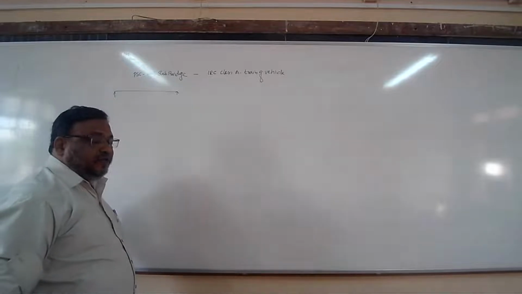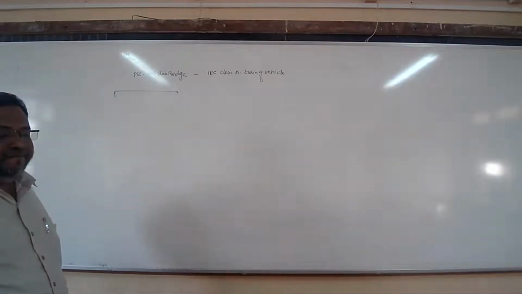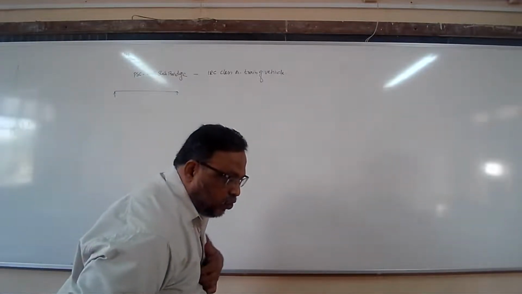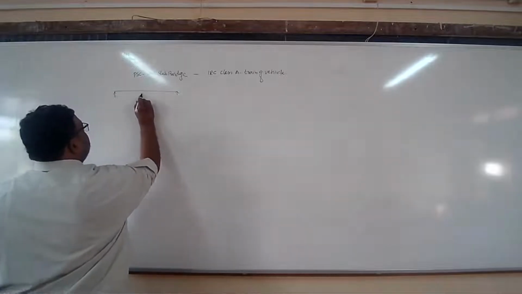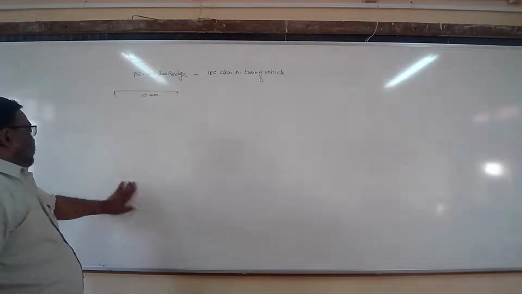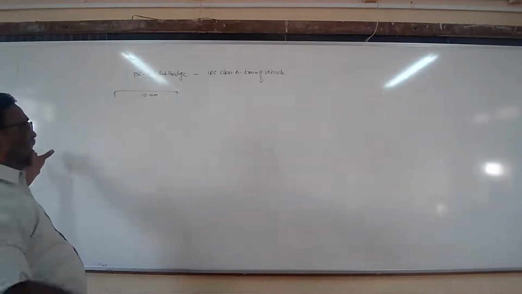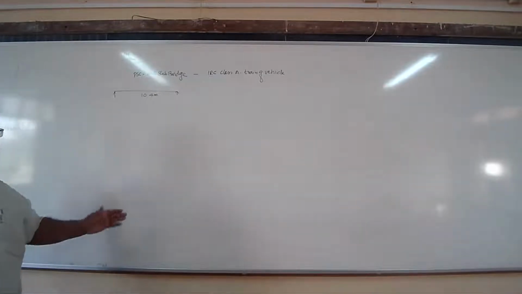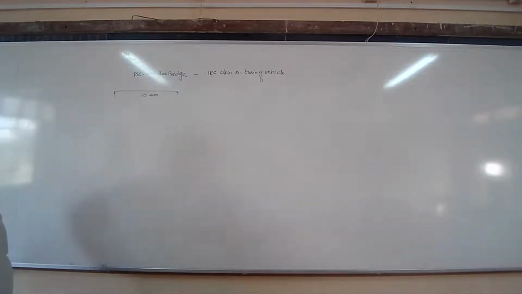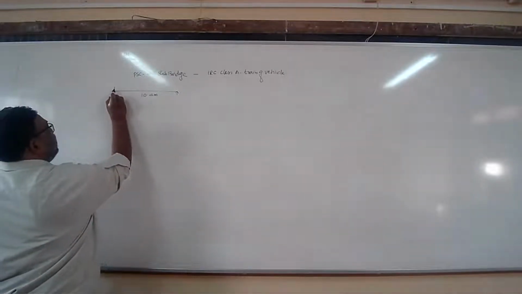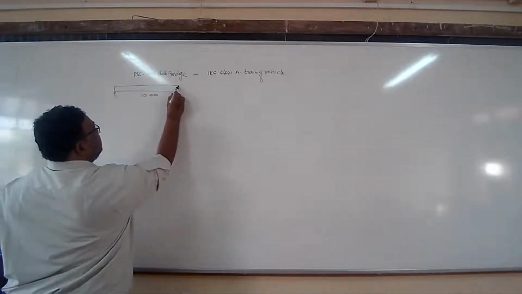What was the span of the bridge? 10.4 meters. Okay, fine. 10.4 meters. Okay, 10 meter was the clear span and 400 mm was the bearing at each end. So when we consider center to center distance, for the effective span it was 10.4 meter. It is a simple deck slab bridge.